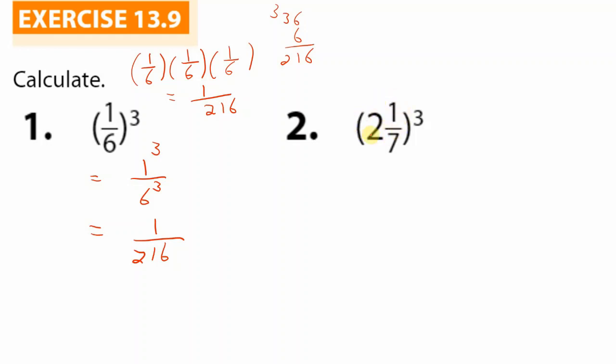Now, once you change it into an improper fraction, the next hint would be separate the top and the bottom and take each one to the power of 3. The top to the power of 3 and the bottom portion to the power of 3. Or to state it differently, the numerator to the power of 3 and the denominator also to the power of 3.